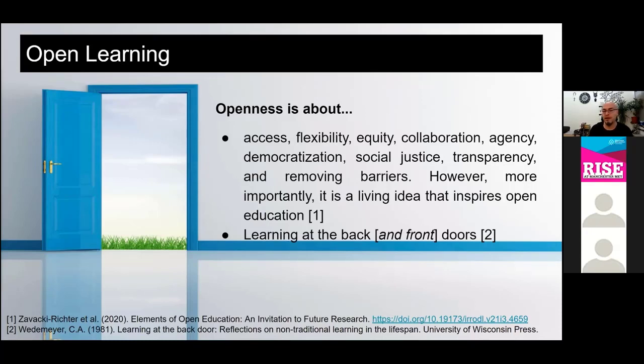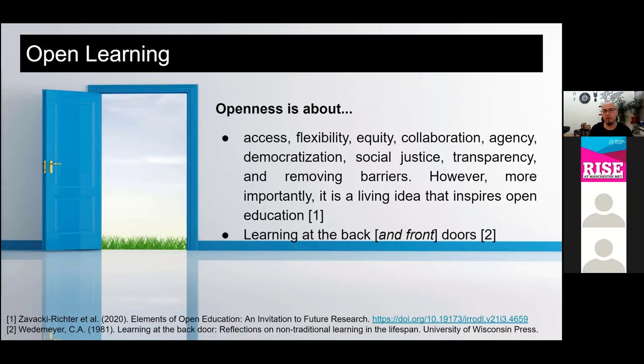The term builds bonds with critical pedagogy, but it is also a notion with pluralistic and inclusive connotations, and a stance that defends widening participation. Throughout history, openness has been given many meanings: equity, equality, access, flexibility, collaboration, agency, democratization, social justice, transparency, and removing barriers. However, more importantly, openness is a living idea that inspires open education. Because openness is a living thing, its definition continues to evolve and become loaded with many more meanings.